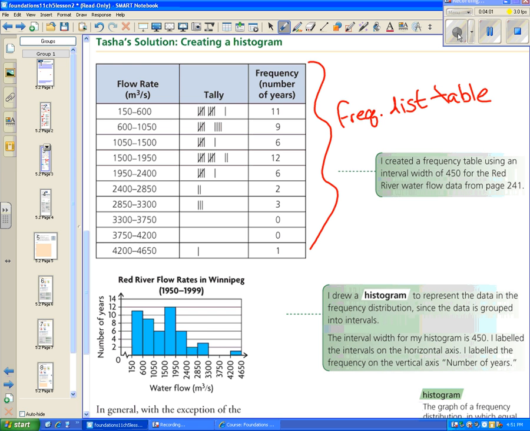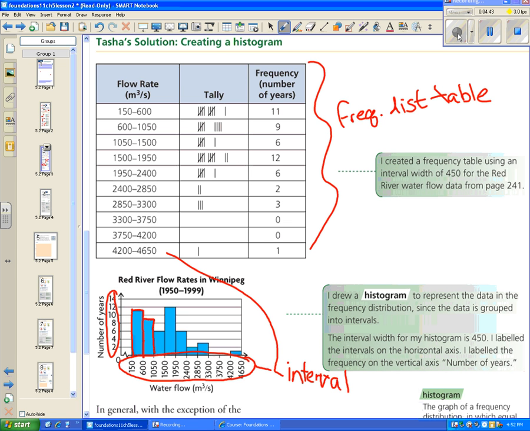Now, in order to draw a histogram, we need to determine 2 scales, our y scale and our x scale. Our x scale comes directly from our interval. For our y scale, she said the number of years went up by 1. So she said that we had 150 to 600 11 times, so she drew her bar like this. She had 600 to 1,050 9 times, so she found 9.